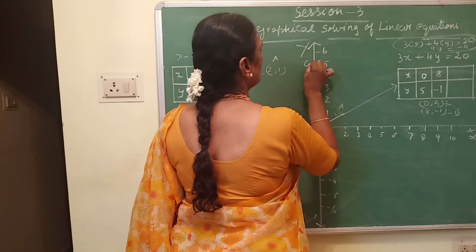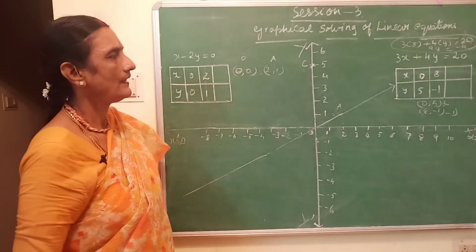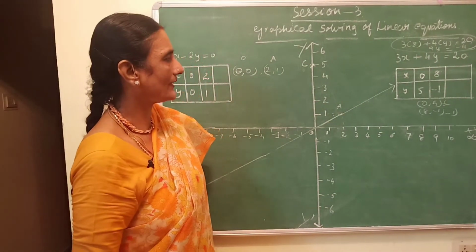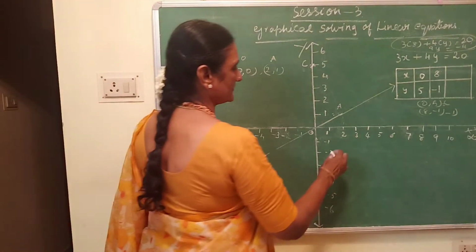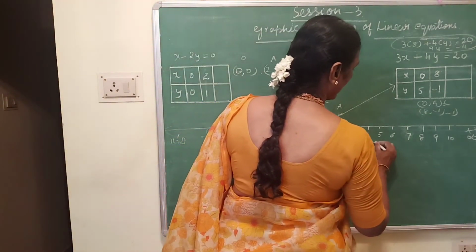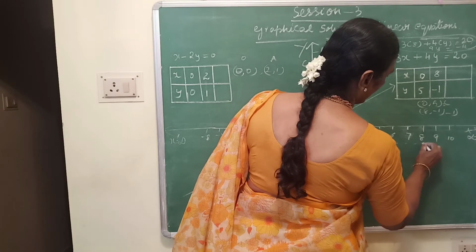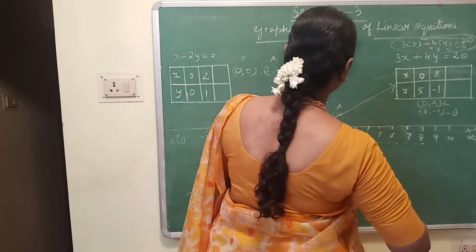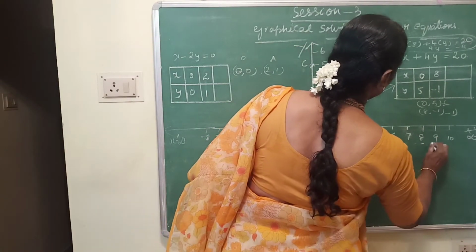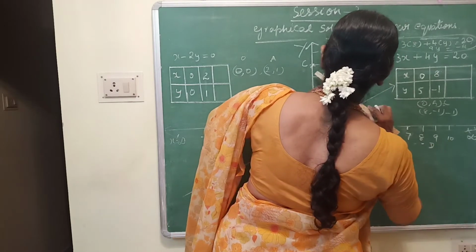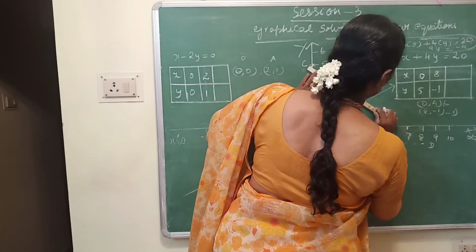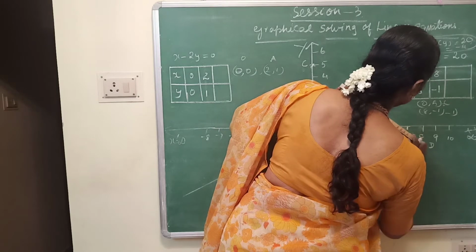Now 0, 5 is obviously a point on the y-axis. So let it be C. And then another point is 8, minus 1. So minus 1 along the y-axis, and this is the required point. And let this point be called as D. I am going to join both.